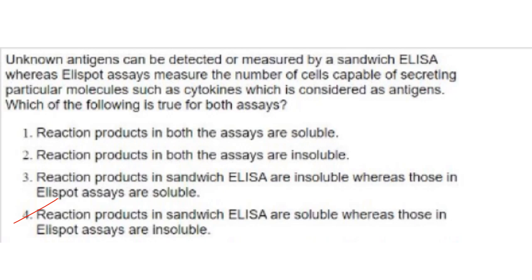Reaction products in both the assays are insoluble. That is also not correct. See the fourth option: soluble in sandwich ELISA and insoluble in ELISpot. Answer is option 4. Reaction products in sandwich ELISA are soluble, whereas those in ELISpot assay are insoluble.